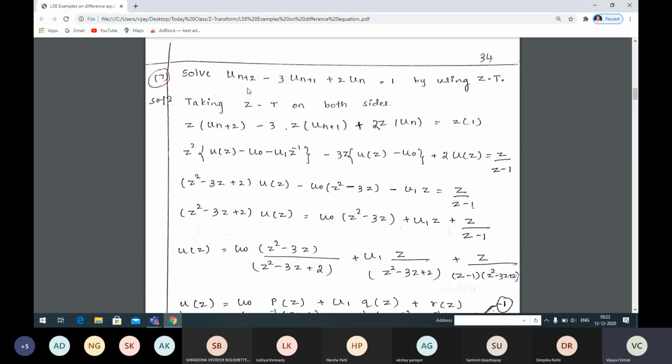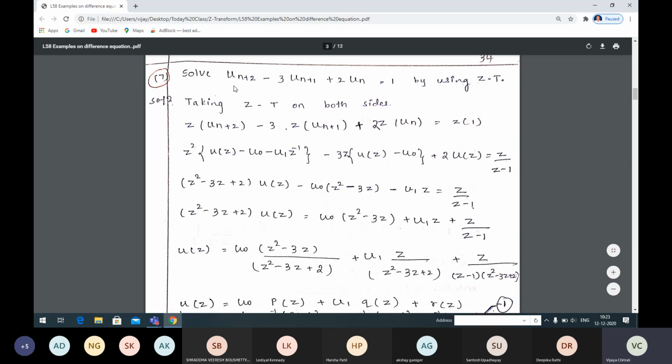solve u suffix n plus 2 minus 3 u suffix n plus 1 plus 2 u suffix n is equal to 1 by using z transform. So far we have discussed difference equations with initial conditions. So here we are solving a difference equation without initial conditions, without conditions. So that will be the difference.